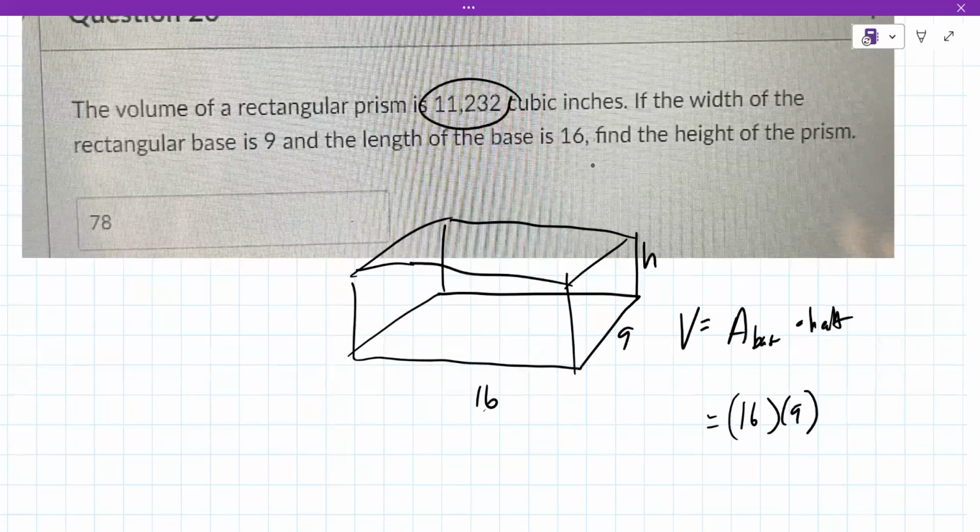What is the volume? It's given: 11,232. But we don't know the height. Can we solve for the height in this equation? It actually looks like you might have the right answer there, but maybe double check. 78. Yeah. 11,232 divided by 144. Yep. All right, so that's correct. Let's take a look at a new question here.